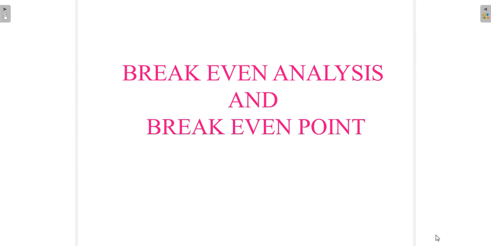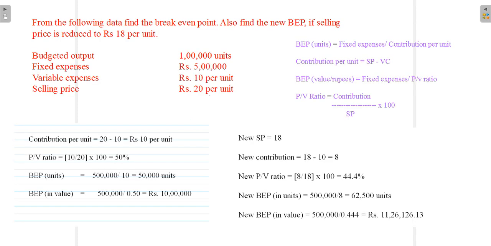So let's move on to the sums. So first question, they are asking us to find the break-even point. They are given basically two scenarios. One scenario is to find the break-even point for the given data. They have given the budgeted output, fixed expenses, variable expenses and selling price. The second scenario is, again they are asking us to find the break-even point for a new selling price. So first we will address the first question of break-even point.